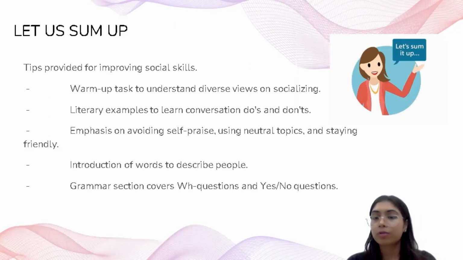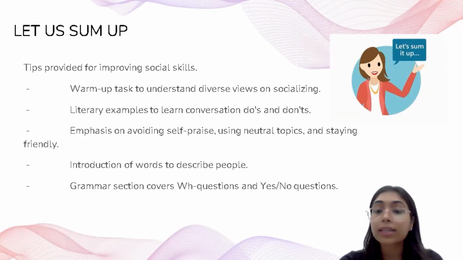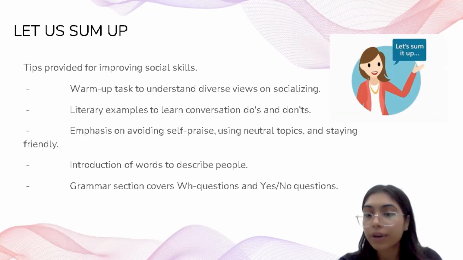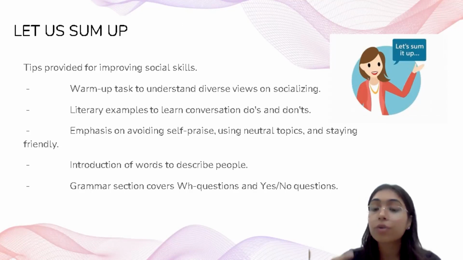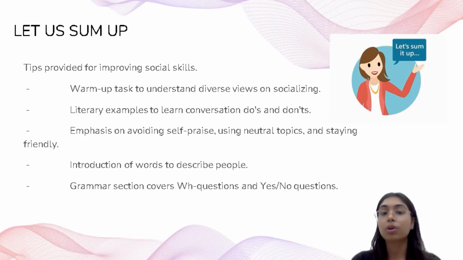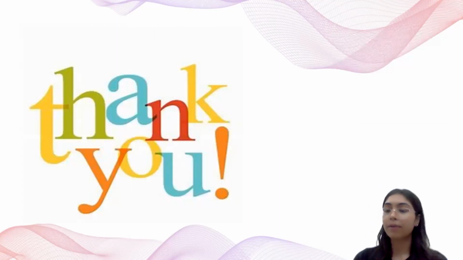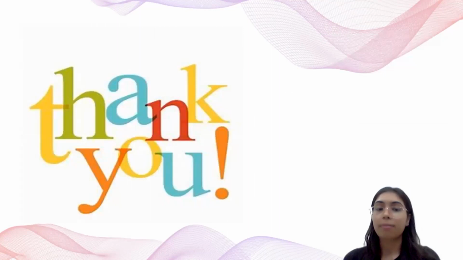So now it's time to sum up. In this unit, you have been given some tips to improve your social skills. And by now you might have got to know what small talk is and how to generate it. There were various tasks which helped you understand different people, and how different people can give views about socializing and chatting. So it ultimately helped introduce you to words to describe people. We even covered grammar with WH questions and yes and no questions. So this was it about this unit. I hope I was able to make this topic clear to you.